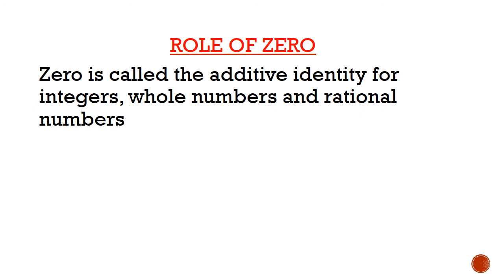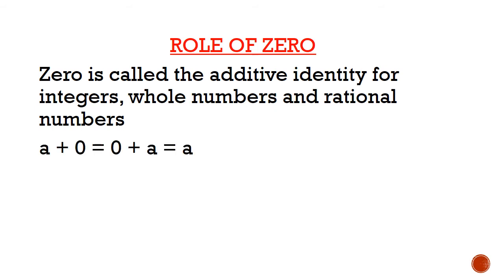So, you can say 0 is the additive identity for integers, because on adding 0 to any integer, you get that integer itself as an answer. Okay? Same case with the rational numbers and whole numbers also. When you add 0 to a rational number, you get the same rational number as the answer. So, 0 is the additive identity.